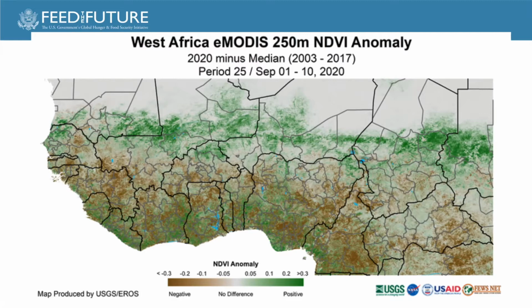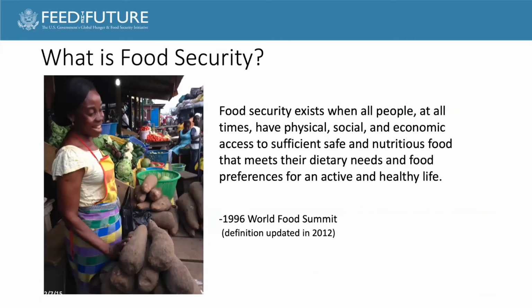So you can see also how splotchy this is. Some places have above average, some places have below average, and it varies through time and in space. So when we connect these kinds of data sets to food security, we need to know what food security is.